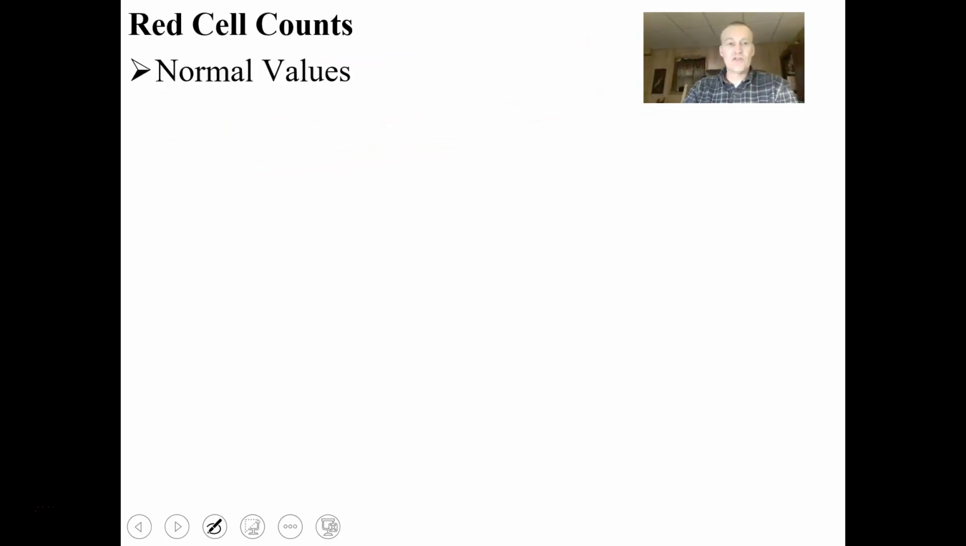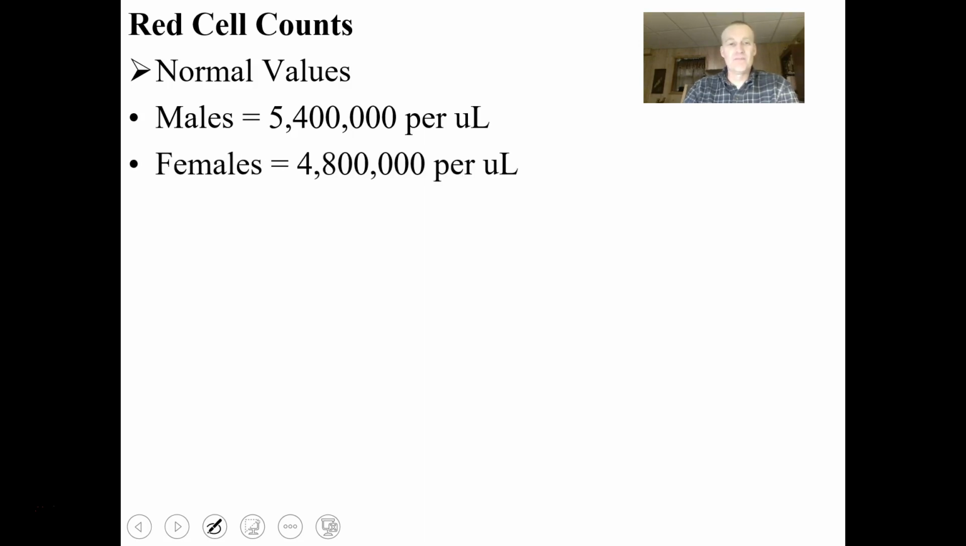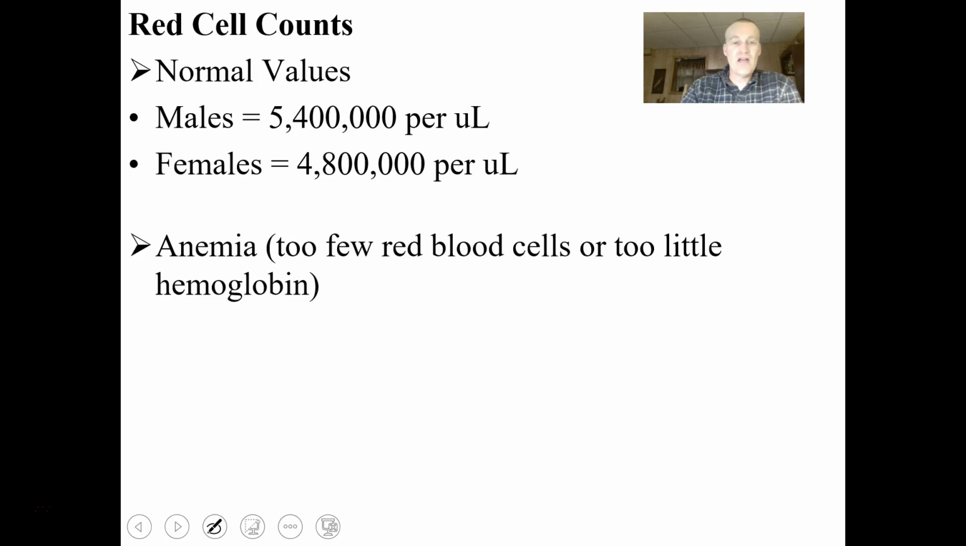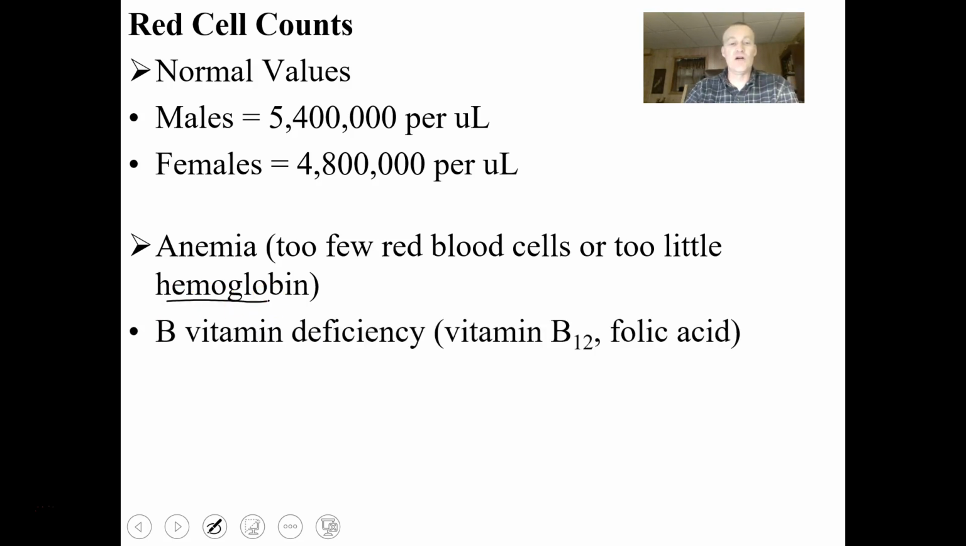So your red cell counts include, males have about 5,400,000 per microliter. A microliter is a cubic millimeter, and it's a very, very small unit. It's a thousandth of a milliliter. Females have about 4.8 million cells per microliter. And when you have too few blood cells, that is called anemia. And sometimes you can also have too little hemoglobin. We also call that anemia as well.